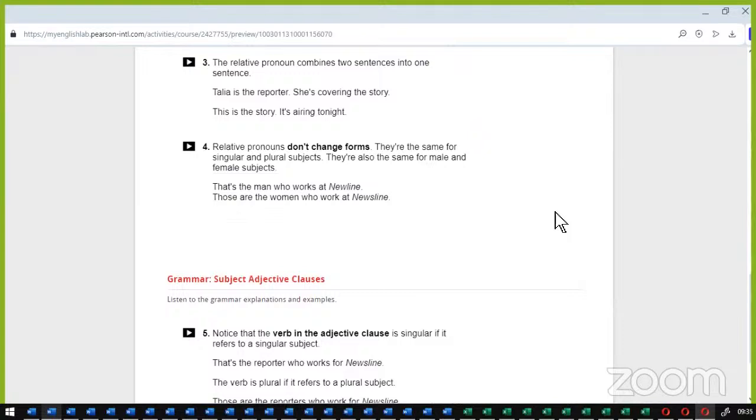4. Relative pronouns don't change forms. They're the same for singular and plural subjects. They're also the same for male and female subjects. That's the man who works at Newsline. Those are the women who work at Newsline.